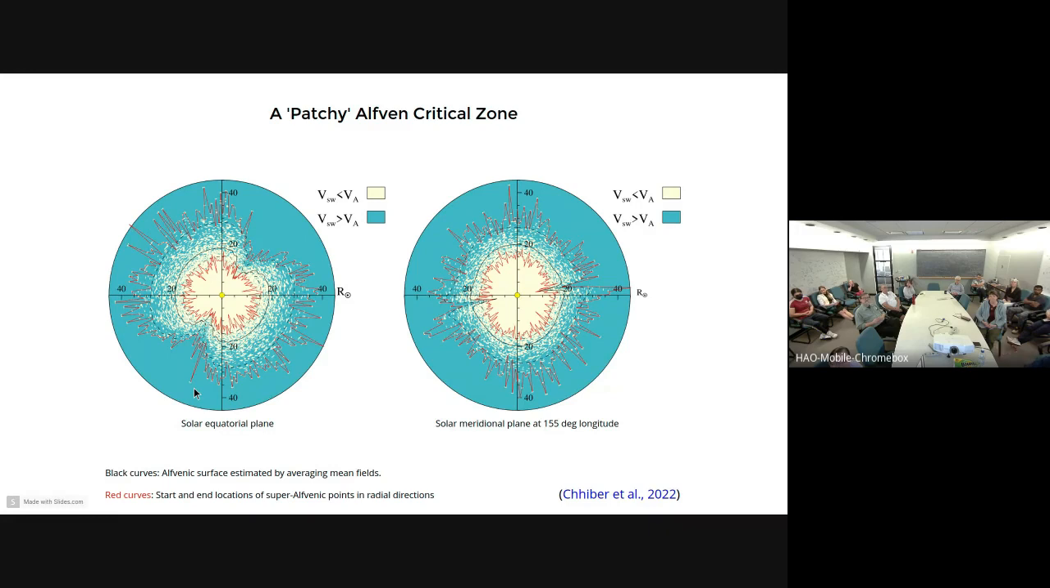Now, this patchy behavior is where the solar wind is actually changing its character from sub-Alfvénic to super-Alfvénic. If you assume that there is a propagating Alfvénic wave packet coming out from the sun and moving in the radial direction away from the sun, it will encounter these small patches.